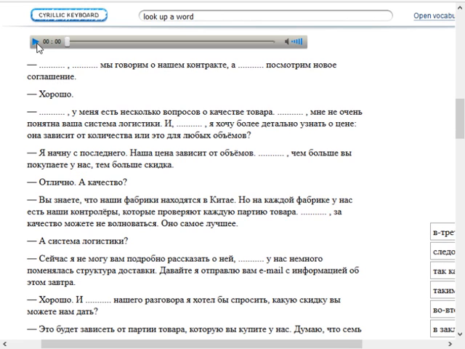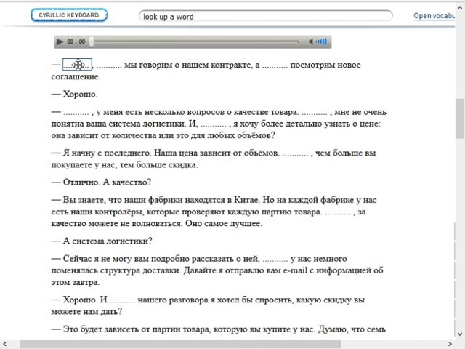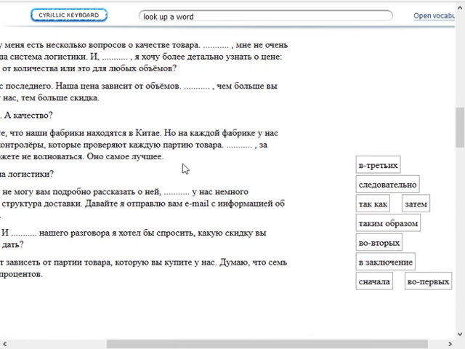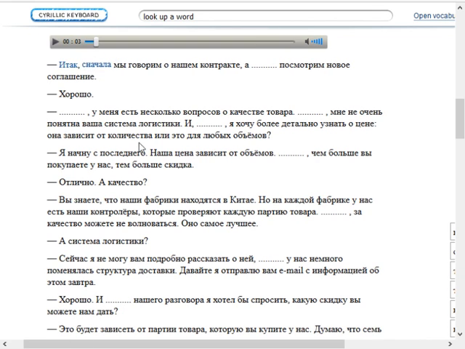The first thing is Итак. I don't know if itak is all that complex or restricted to sophisticated language, but itak just means like, so, well, okay. Сначала мы говорим о нашем контракте. Сначала basically means for a start. So for a start, we talk about our contract.